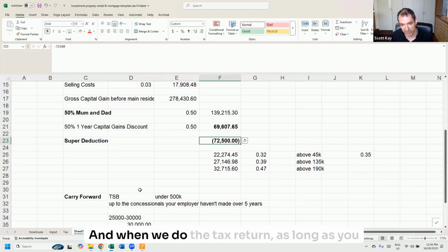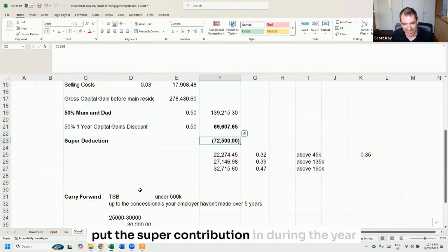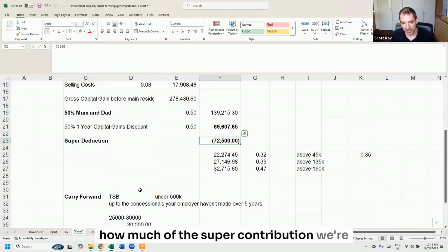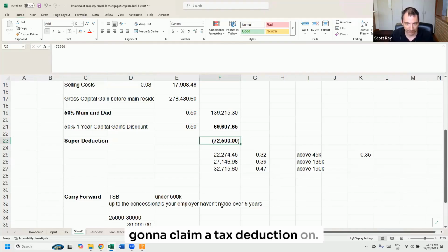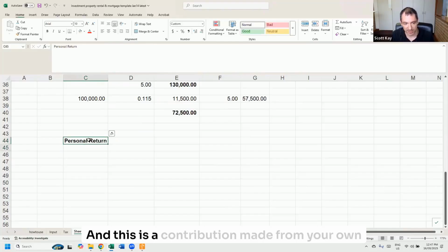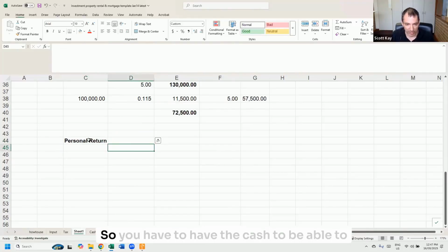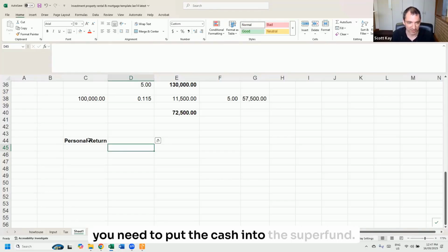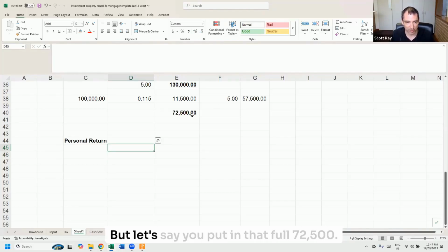And when we do the tax return, as long as you put the super contribution in during the year, we can decide how much of the super contribution we're going to claim a tax deduction on. So you claim a tax deduction in your personal return, and this is a contribution made from your own funds, so you have to have the cash to be able to make it. And usually we want the property to settle before the middle of June, because that's when you need to put the cash into the super fund.